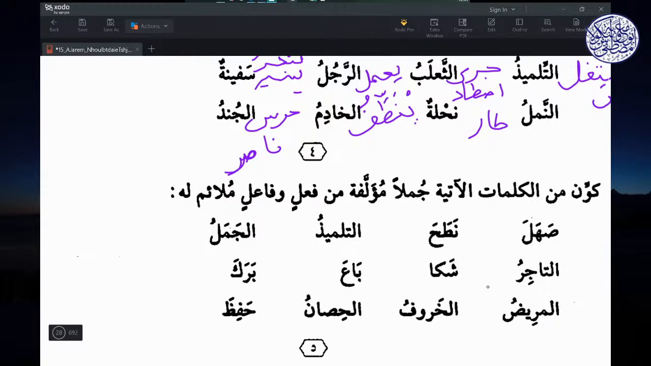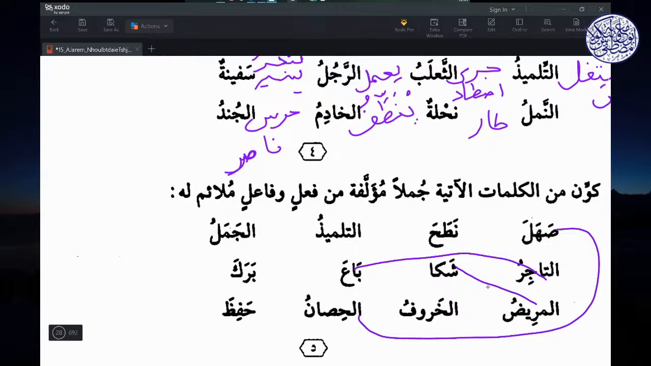So we have sahala al-hisanu, right? Shaka al-maridu, ba'a al-tajiru, nataha al-kharufu, hafidha al-tilmidu, baraka al-jamalu. That's it. You could do it like that. And you made all 6 of them into a sentence like this.